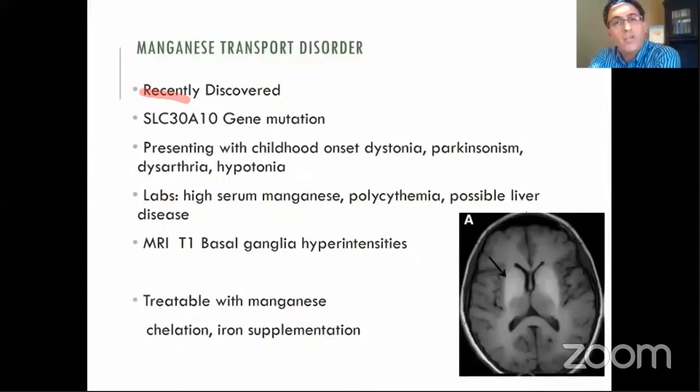The characteristic MRI findings include hyperintensities in bilateral basal ganglia on T1 sequence. This is something we see in patients who, for example, have manganese toxicity or in liver failure, which have accumulation of manganese, and is very characteristic. This is treatable by manganese chelation as well as iron supplementation, but again, it is important to be identified early to prevent irreversible neurological injury.